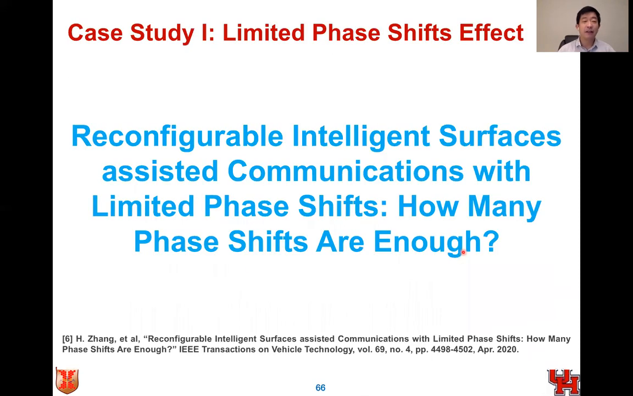Okay, so let's have three case studies. The first one is a limited phase shift effect. The title is a reconfigurable intelligent surface assisted communication with a limited phase shift. How many phase shifts are enough? As I mentioned, each component is a zero and a one, reflect or non-reflect. Adjacent one is also zero and a one, and so on. So to combine together, it will have this kind of discrete value to change the direction. So this direction, this direction, this direction, this discrete is not a continuous one. So the key question is how many you need.